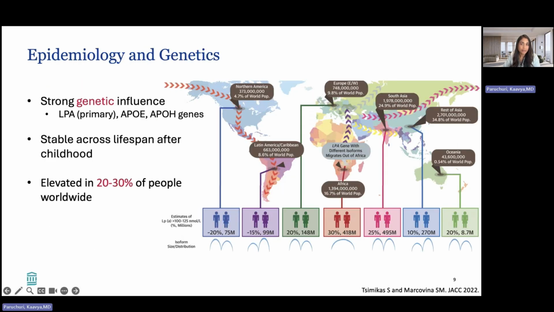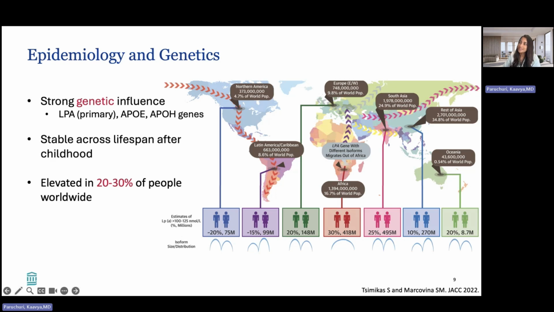Because the Kringle-4 repeat number is genetically encoded, the plasma LPA levels are largely genetically determined. The primary driver is variation in the LPA gene, as I mentioned, but there can also be influence from the ApoE and ApoH genes. As a result, LPA levels are stable after childhood and remain relatively constant across the lifespan. Globally, elevated LPA is present in roughly 20 to 30% of the population.